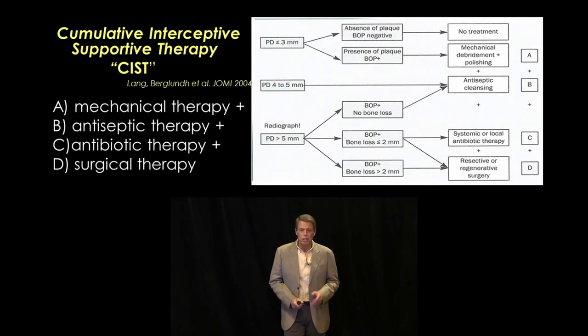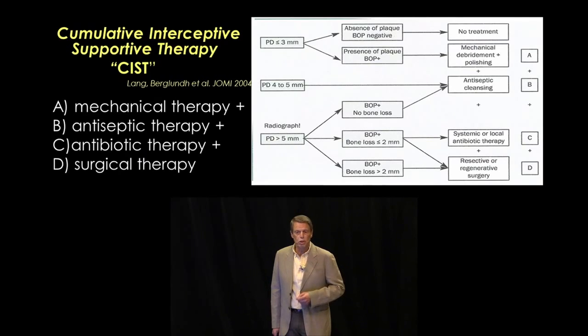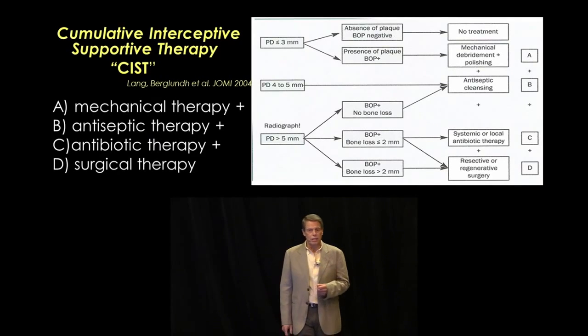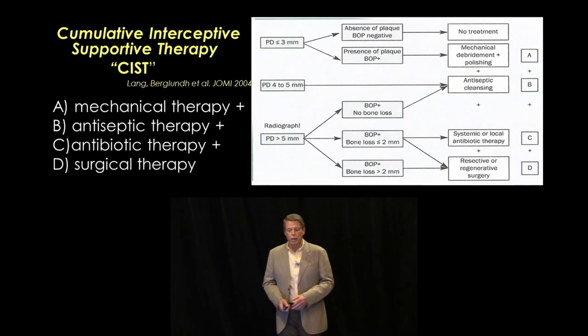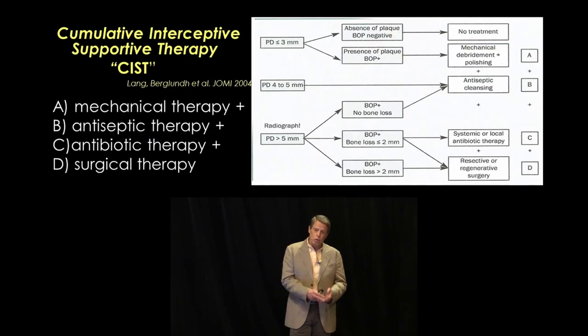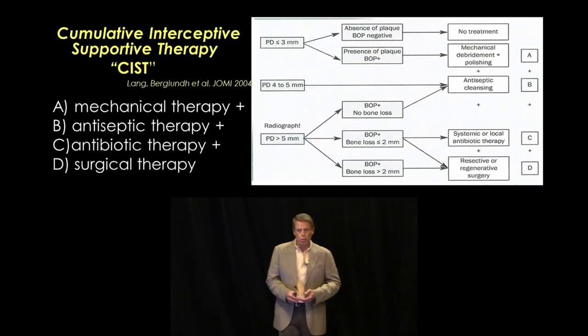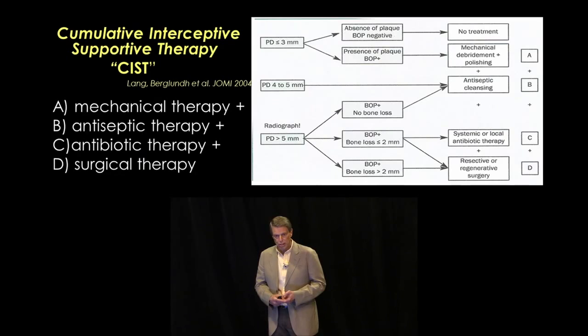So to accomplish these goals, what we're going to do is use a technique called cumulative interceptive supportive therapy, or CIST, first presented by Lang and Berglundh back in the late 90s, and then subsequently by Lang, Berglundh and others. And what we're going to do is use an incremental approach to treat peri-implant disease.